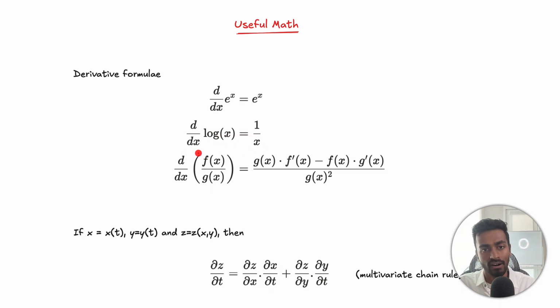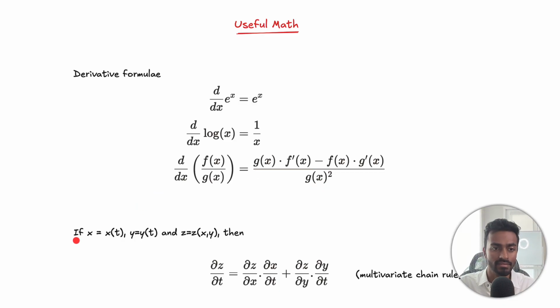Now, the derivative of a function f divided by a function g of x with respect to x is given by this formulation: g of x times the derivative of f of x, minus f of x times the derivative of g of x, divided by g of x, the whole squared.